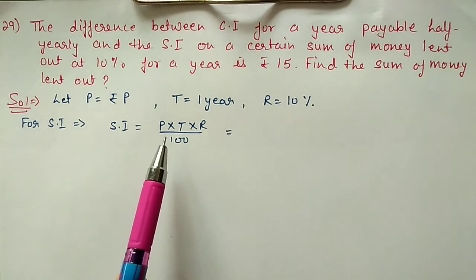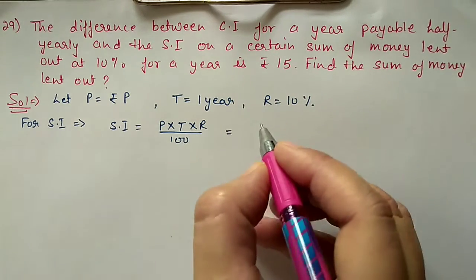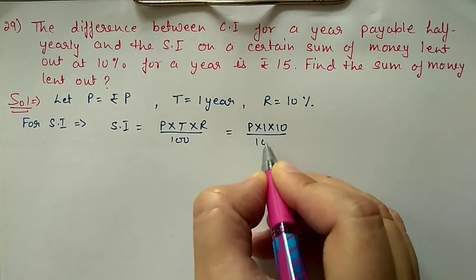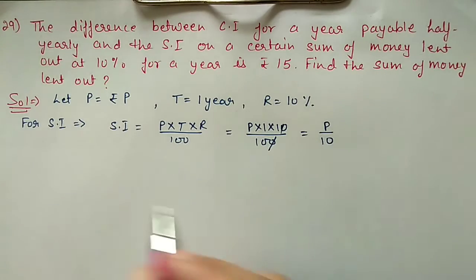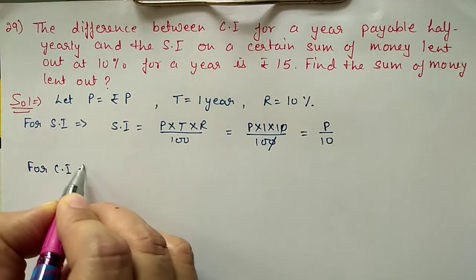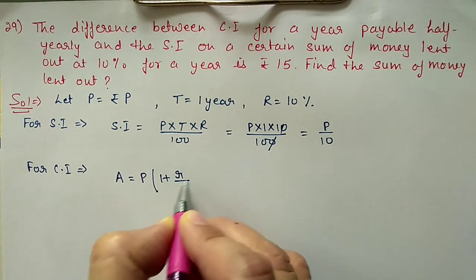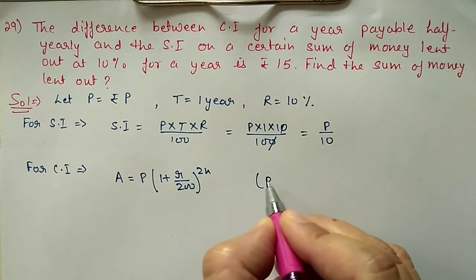So first we will calculate simple interest. Simple interest is equal to PTR by 100, P into 1 into 10 by 100, and 10 we can cancel out. P by 10 is simple interest. Now we will do the calculation for compound interest. First, amount is equal to P into (1 plus R by 200) to the power 2n, because it is payable half yearly.